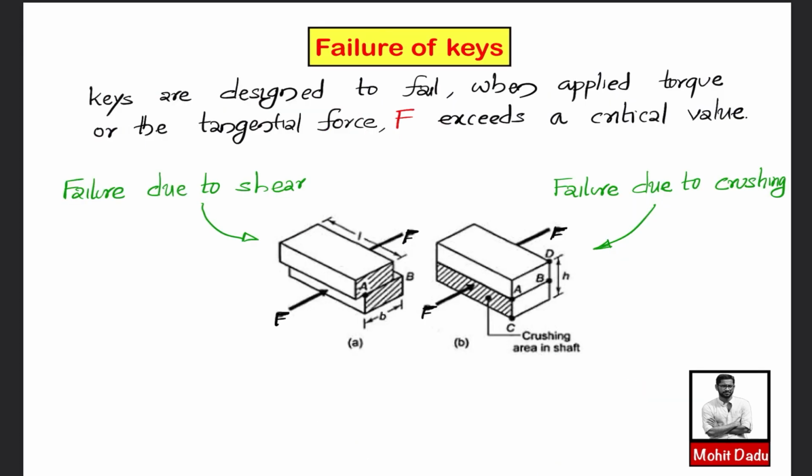The failure of keys will occur when the applied torque or this transmitted force F exceeds a critical value. According to this, we take two types of failure. One is failure due to shear and the other is failure due to crushing. This transmitted force F will cause the key to fail in two ways. One is by shearing across this plane and another by crushing, the compressive stress occurring in one part. This half portion is within the shaft and the remaining half is within the hub portion. This half portion will get compressed, and this is known as compressive stress or crushing stress. We will design the keys according to both of these failures.